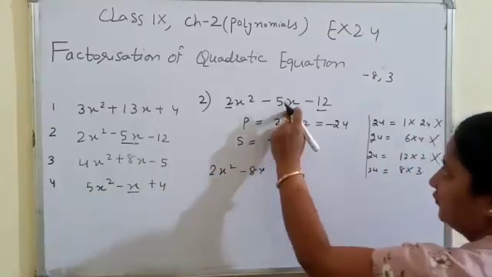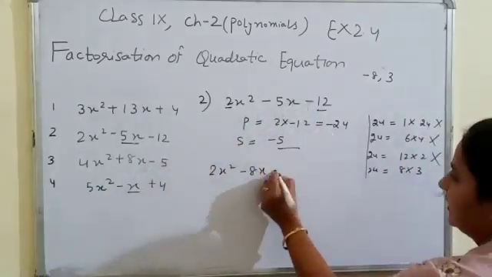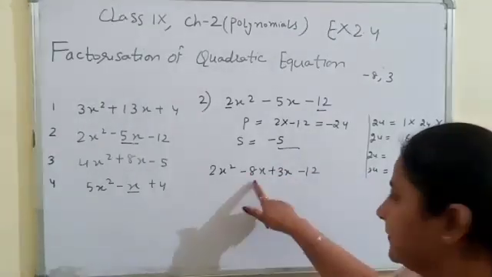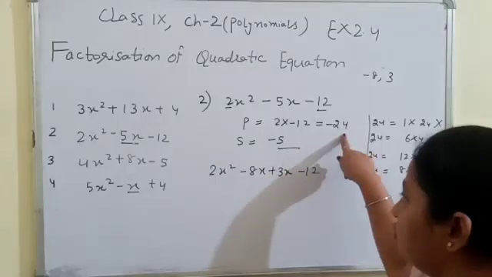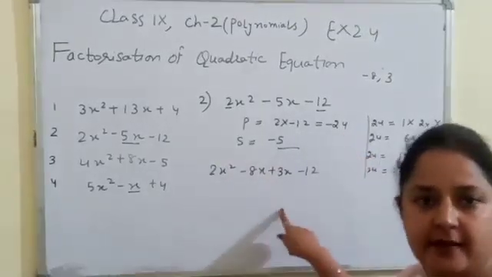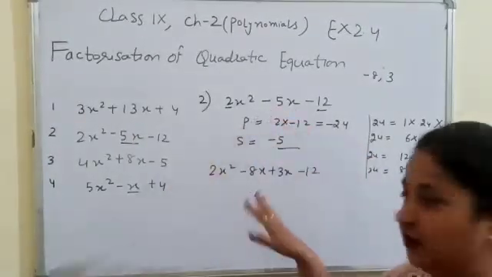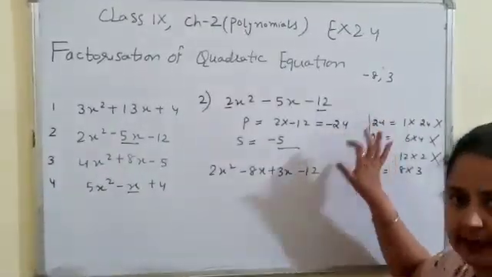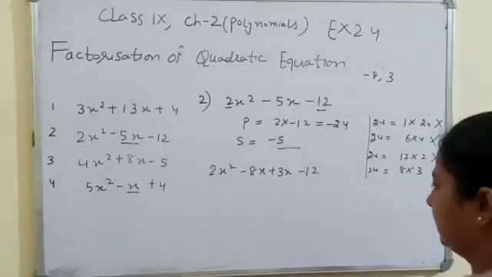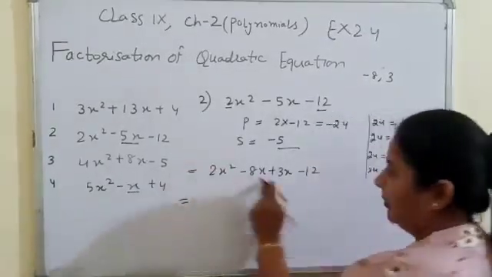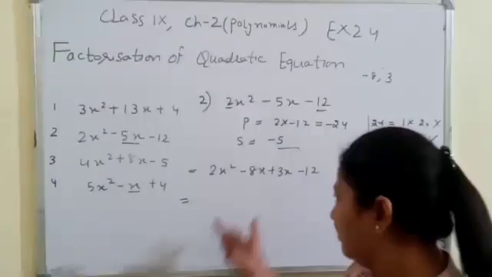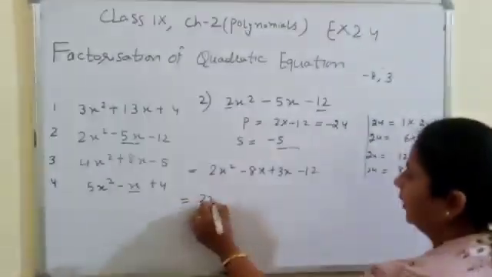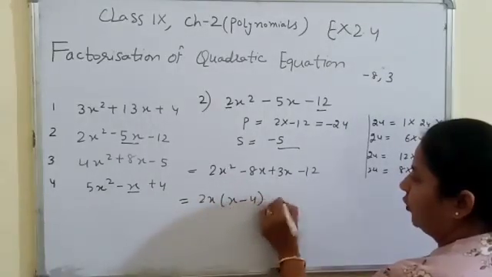In place of -5x, we will write -8x plus 3x minus 12. You can check here, -8 and +3 product is -24, and -8 plus 3 result is -5. Now this arrangement satisfies these two conditions, product and sum. Now by following the same steps, firstly we will take the common value from the first two terms. From the first two terms we can take 2x common. What do we have left? x minus 4.